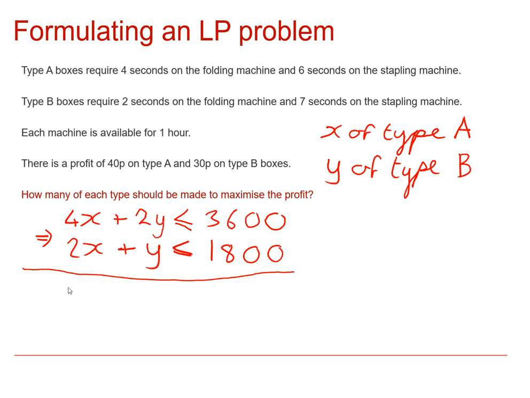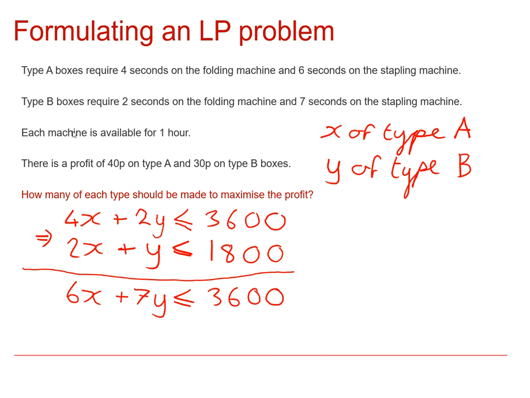So by exactly the same reasoning as before, that means that we'll have 6x, that's the time making type A boxes on the stapling machine, plus 7y, which is the time making type B boxes on the stapling machine. Again, we've got a maximum of 1 hour on that machine, so that must be less than or equal to 3,600, and there's no common factors there to divide through.